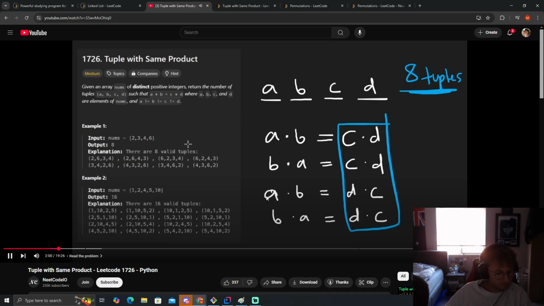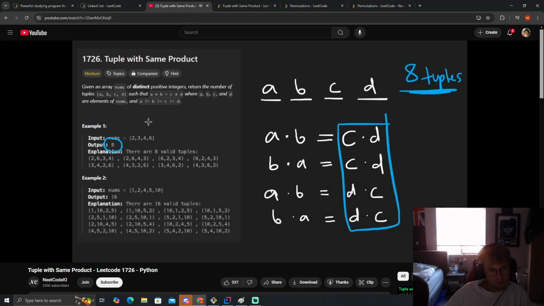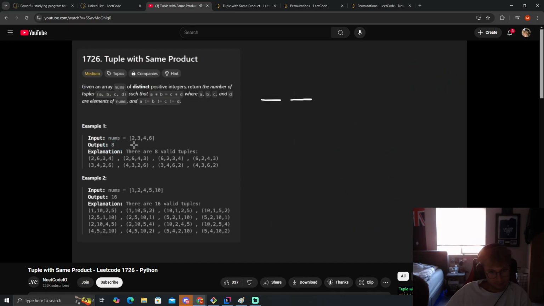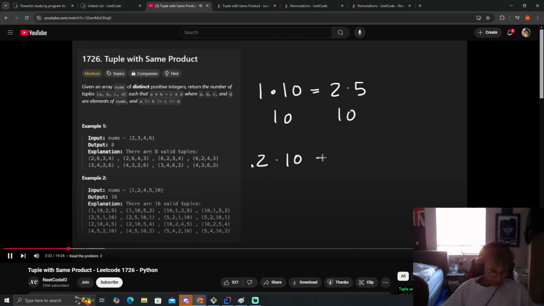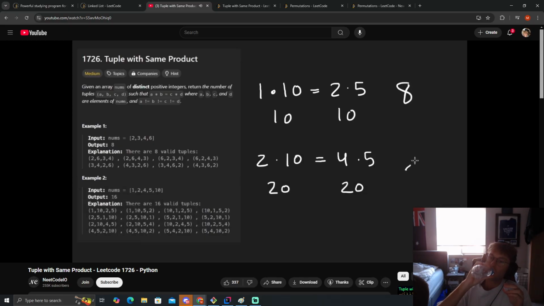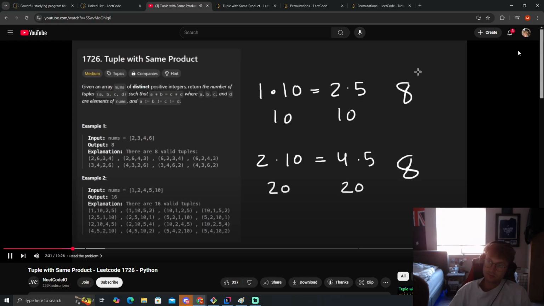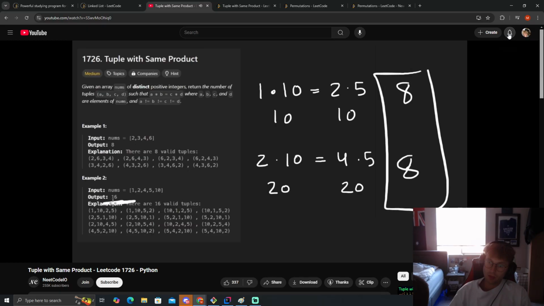And so that's why in the first example, you can see that it's not a coincidence that we have 8 over here. And it's also not a coincidence in the second example. We find one formula, 1 times 10 is equal to 2 times 5. Each side is equal to 10, as you can see. And we found a second formula, 2 times 10 is equal to 4 times 5. Each side here is 20. So this is going to be 8 tuples, and this is also going to be 8 tuples, so we end up with a total of 16 tuples.